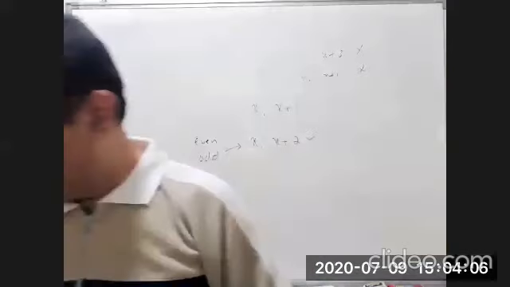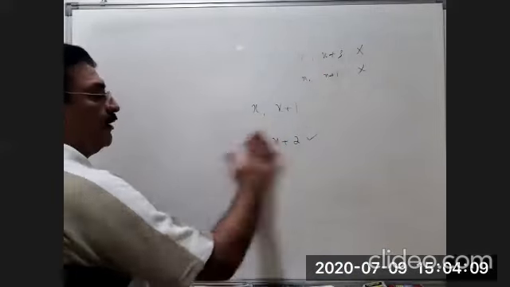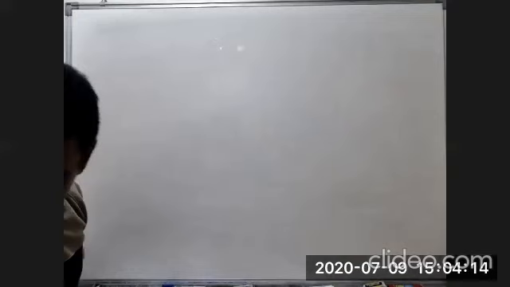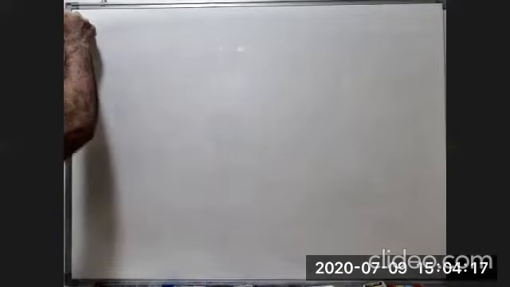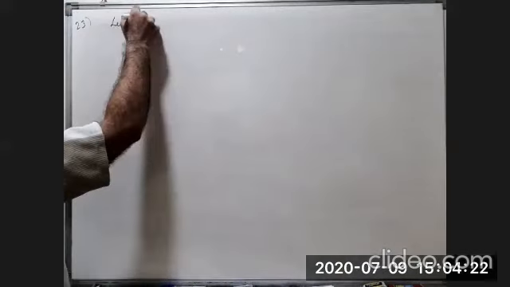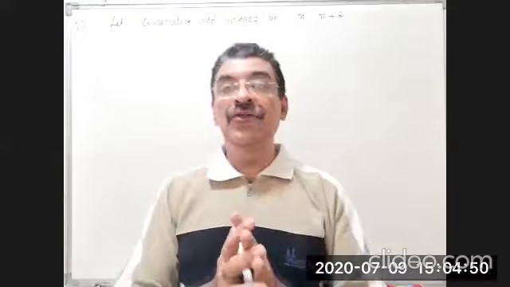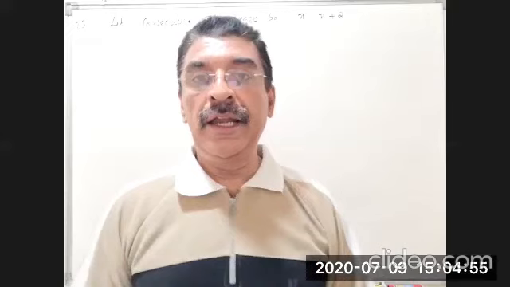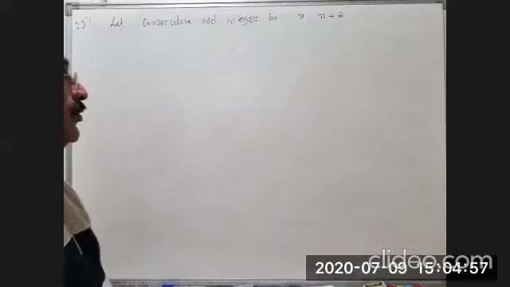So here we are mentioning two consecutive odd integers. So, question number 23. Let x be an odd number. If we add 2, we get the next odd number. So the consecutive odd integers be x and x plus 2.